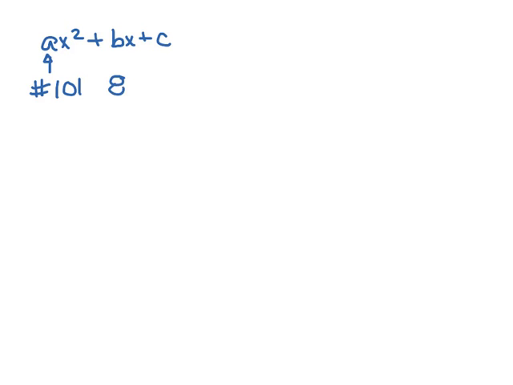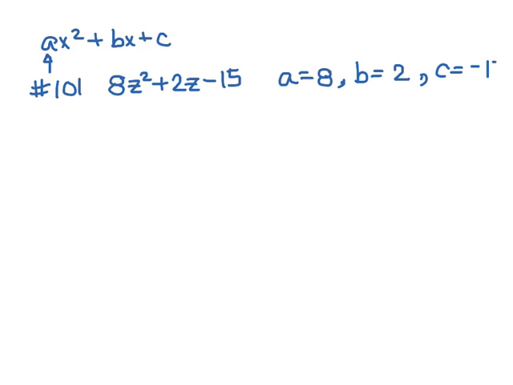And we have 8z squared plus 2z minus 15. So now we're going to be using the AC method and grouping to factor this polynomial. Let's first identify our A is 8, right? Our B is 2. Remember, A, B, and C are just the numbers, not the letters, not the x's. So B is 2, and C is negative 15.